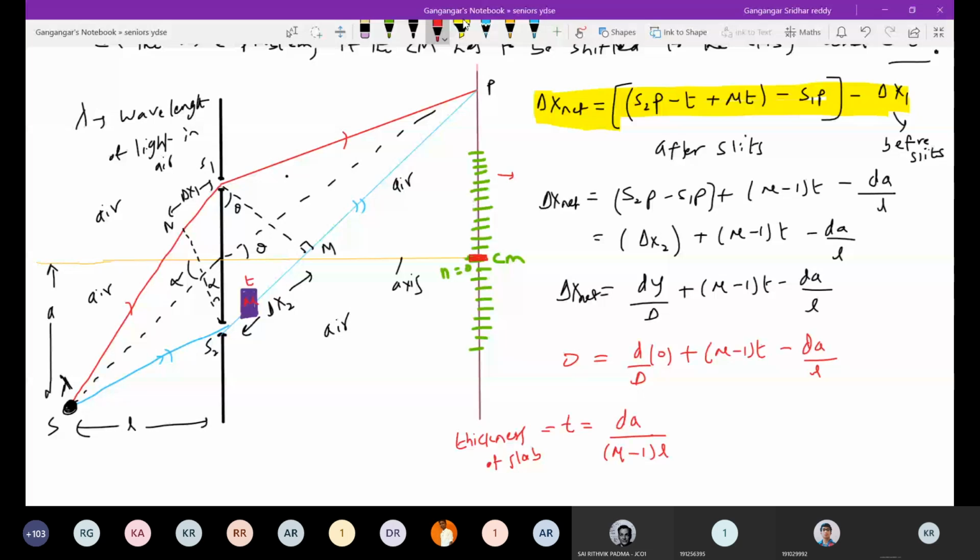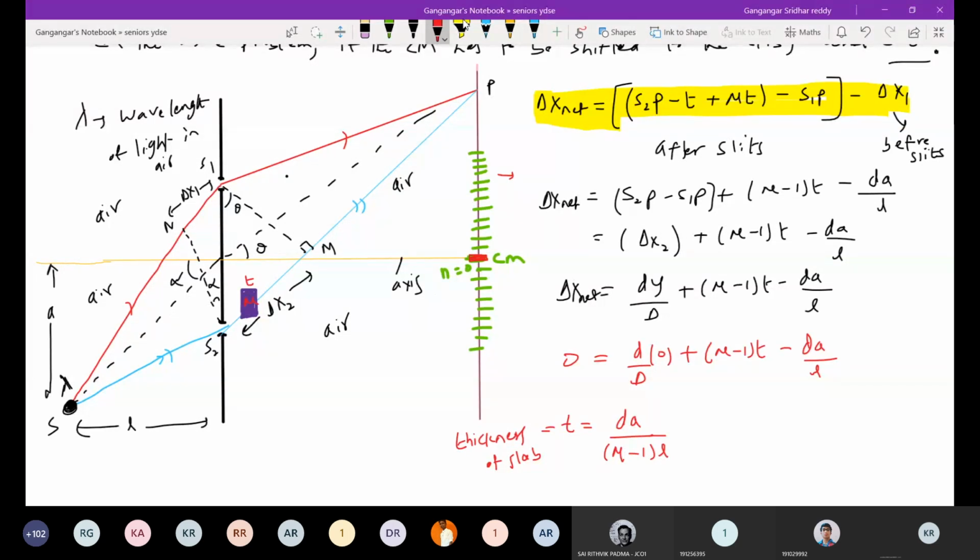It's not at the axis only. We wanted central maxima to be at axis, no? To be at axis. That's why we have put y as 0. If I want central maxima opposite to slit S1, what should I do? I should write y as d by 2. And what should be the value of n? n should be equal to 0. Then I should solve for this.